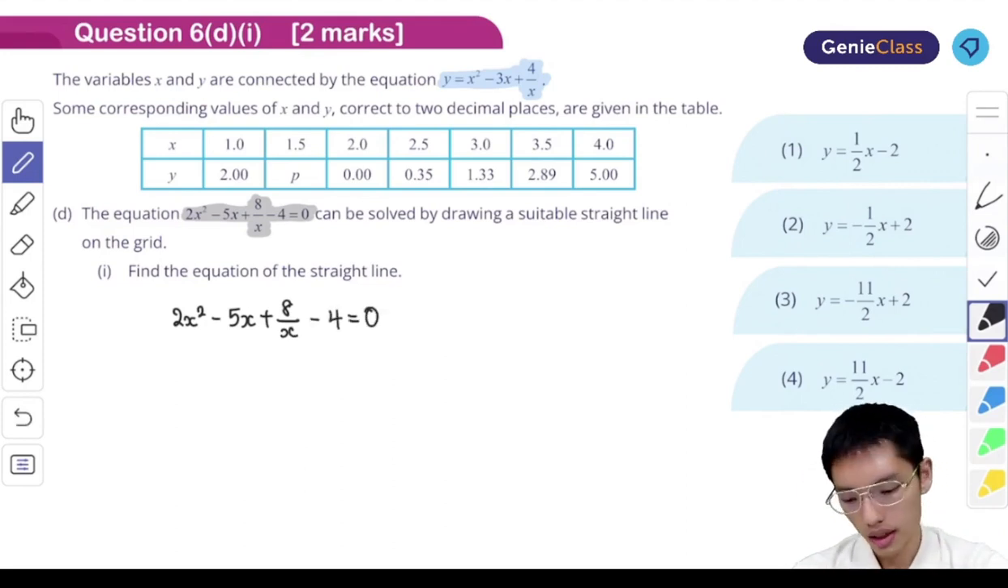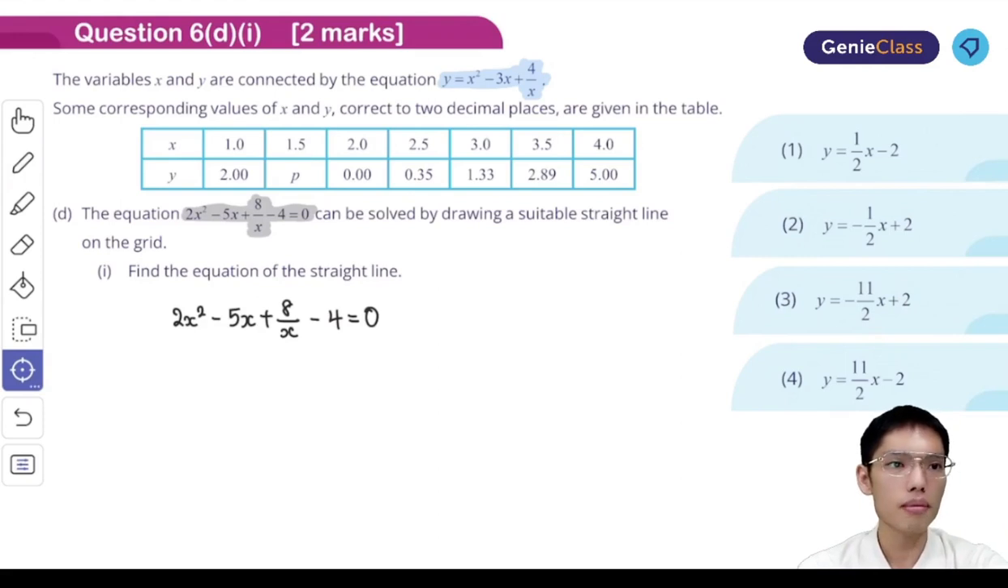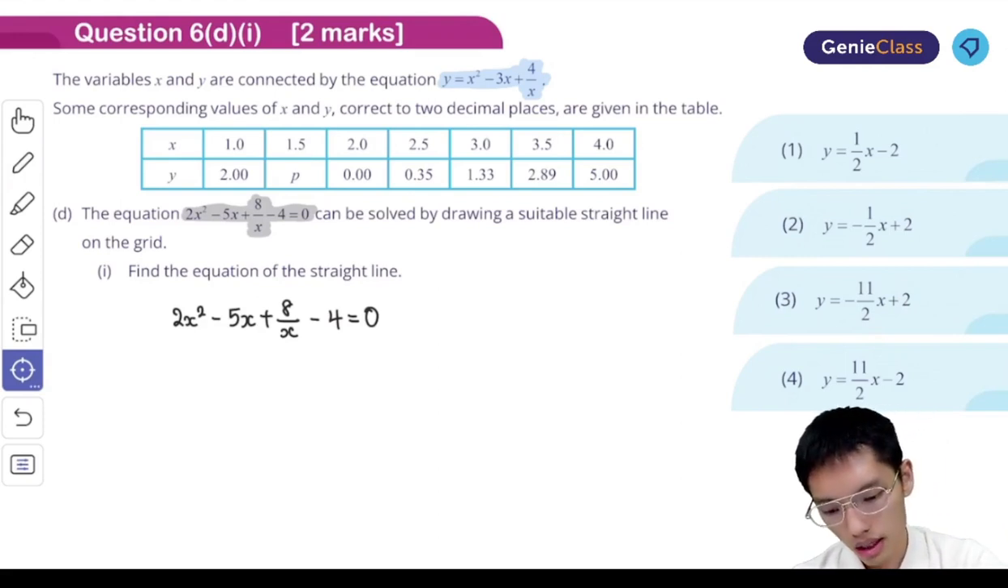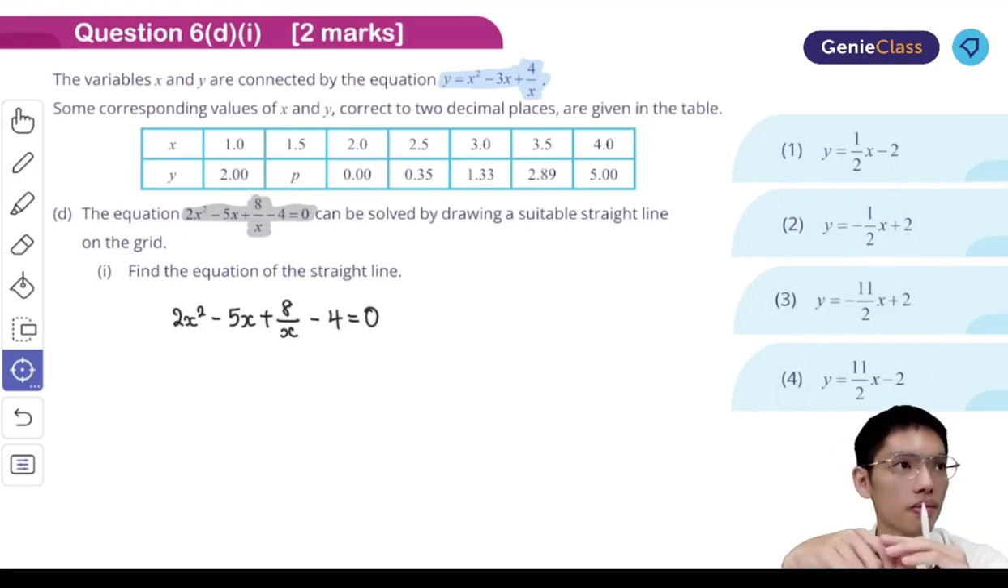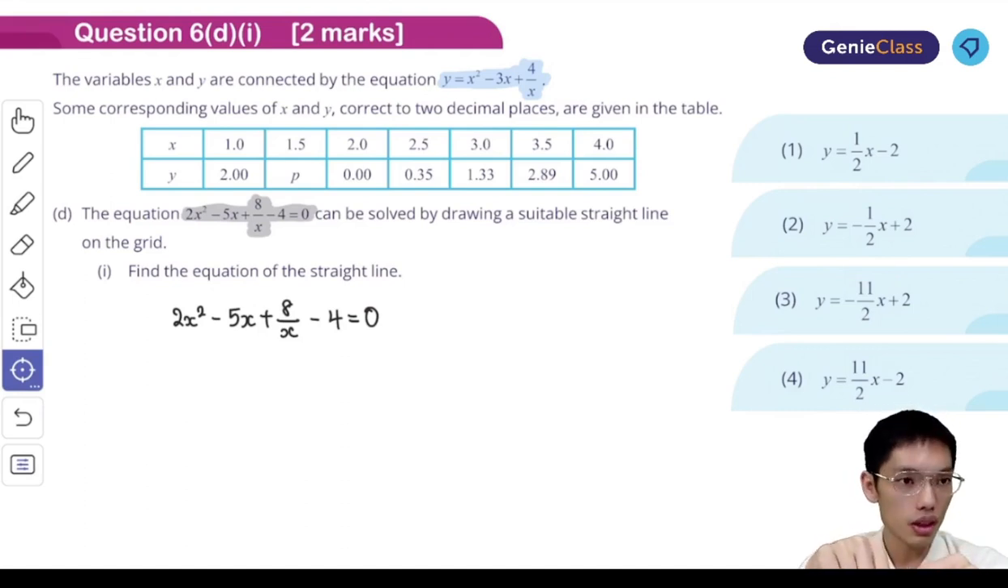Now let's look at this. What do you think is the first step that we can do to link this one to this equation over here? Can anyone give me a suggestion? What can I do over here? For those who have answered it and got it correct, you can write it down as well to help everyone.